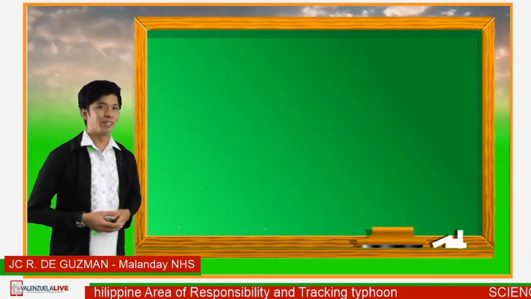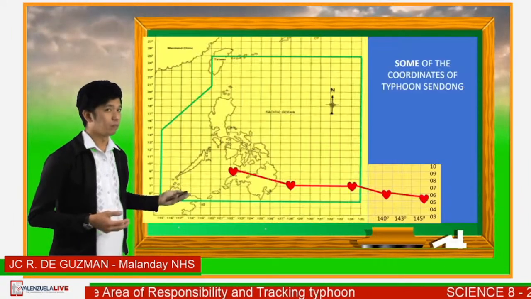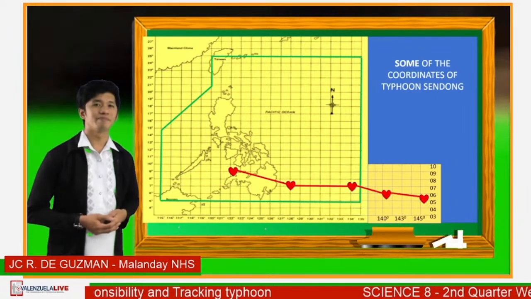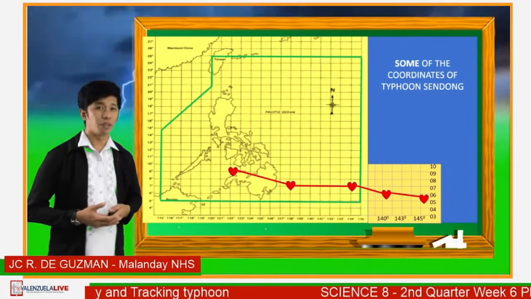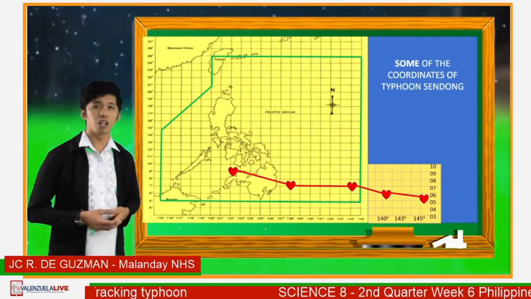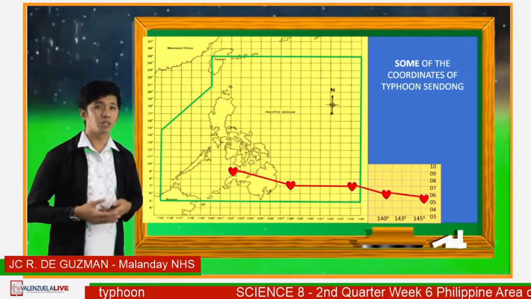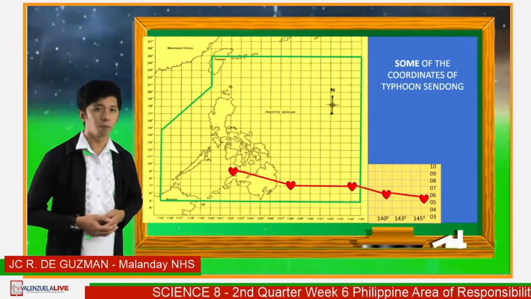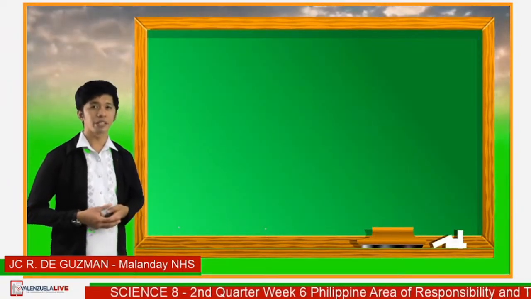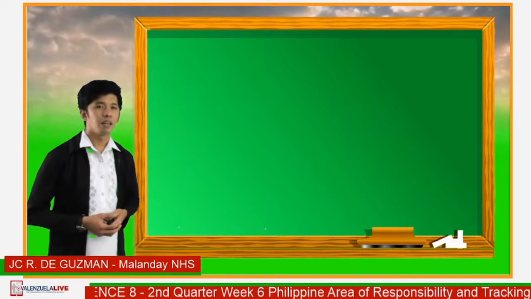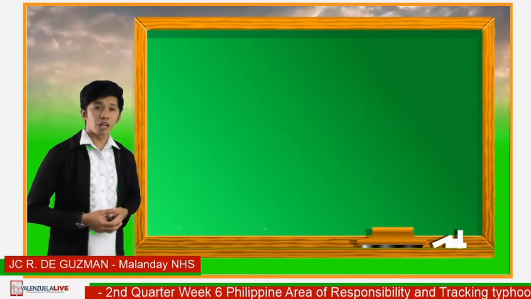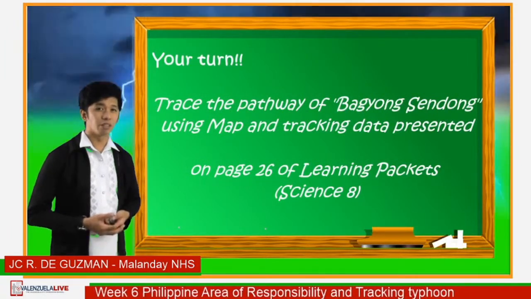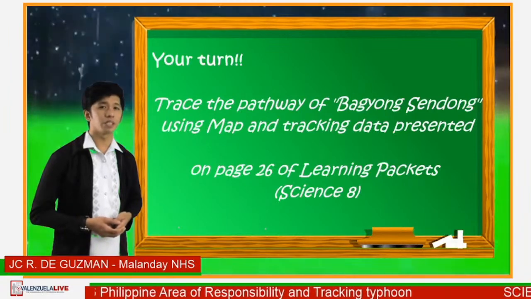Great help, grade 8 learners. These are some of the coordinates of Typhoon Sendong, which occurred 10 years ago. I am glad that even if we are not meteorologists by profession, we still manage to trace the path of typhoons that enter the Philippine Area of Responsibility, or PAR, using map and tracking data. Now, you will be able to track a typhoon in your module using the tracking data of Bagyong Sendong, which is found on page 26 of your learning packet.